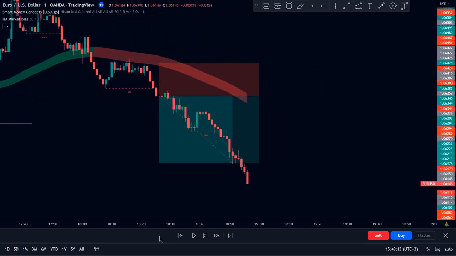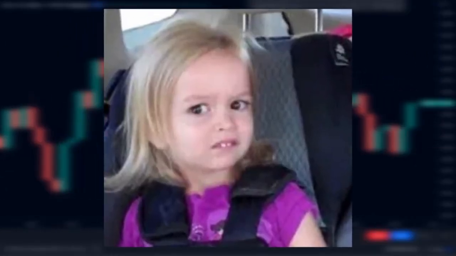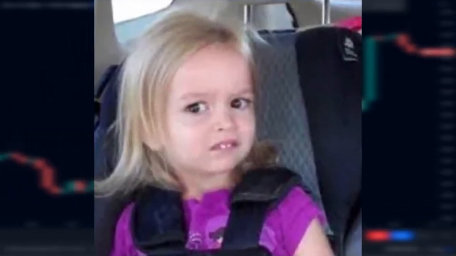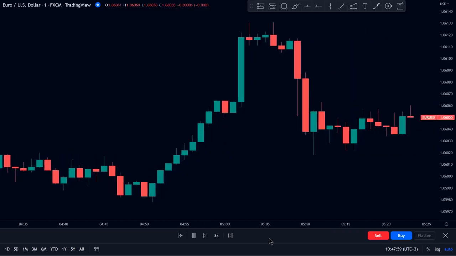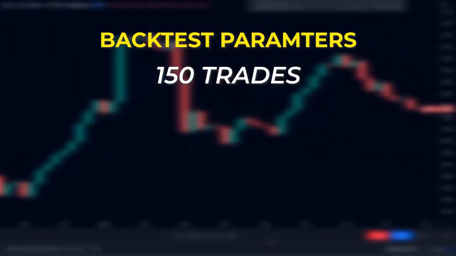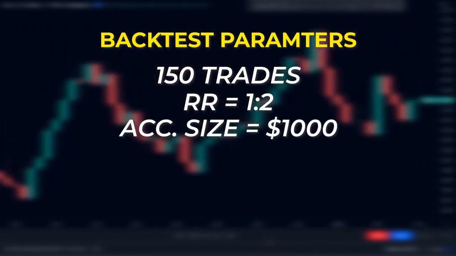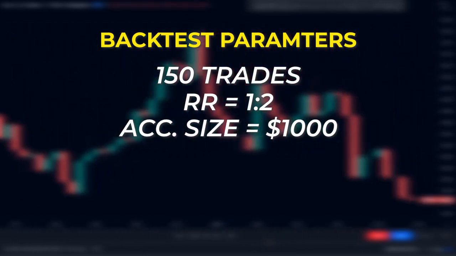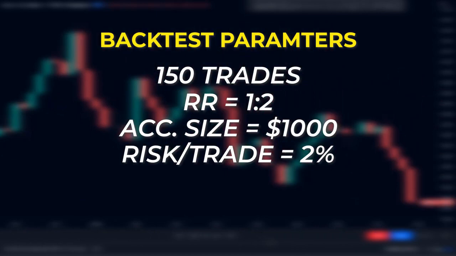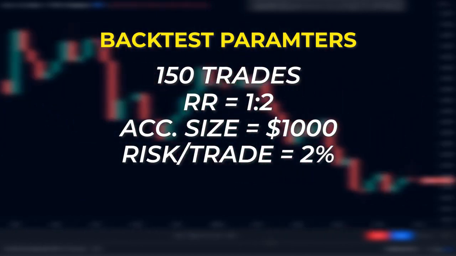Now, the most important question. How exactly does this strategy perform in different market conditions? Well, to answer that, I'm gonna do a backtest with 150 trades using a risk-to-reward ratio of 1 to 2. The account size is gonna be set at $1,000 and we're gonna be risking 2% of that every time we take a trade. Let's get into it.